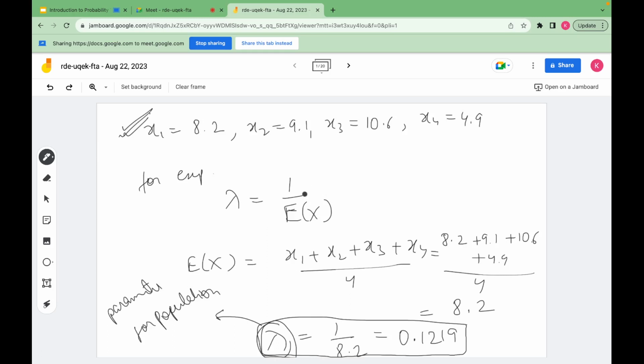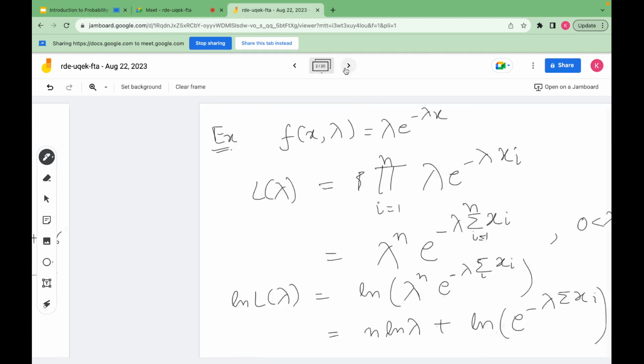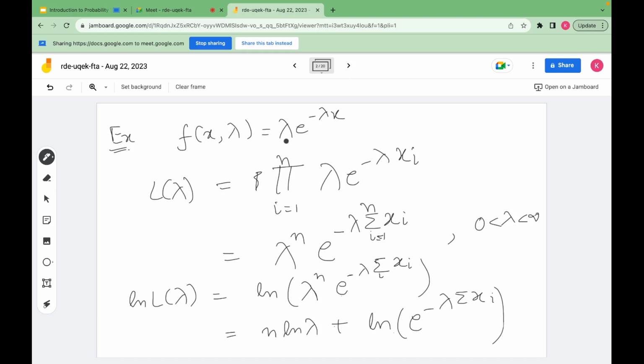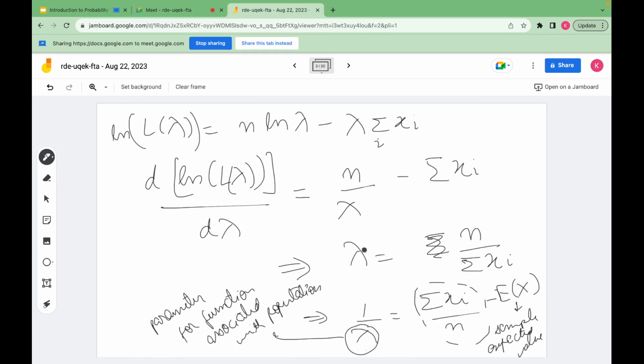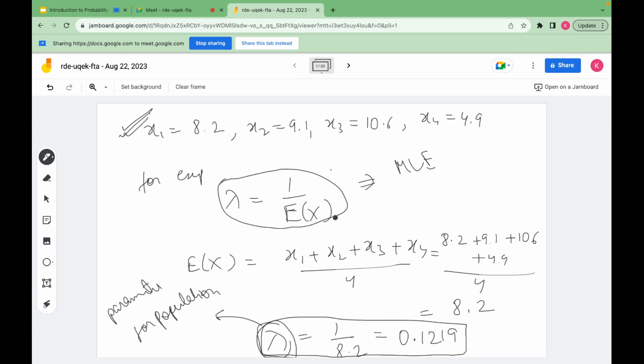Previously we discussed how we found this using MLE, the maximum likelihood estimator. Here we suppose that this function is exponentially distributed, then our lambda will become 1 upon expectation of x. This 1 upon lambda is expectation of x, so lambda is 1 upon expectation of x. So this we directly used in this question.